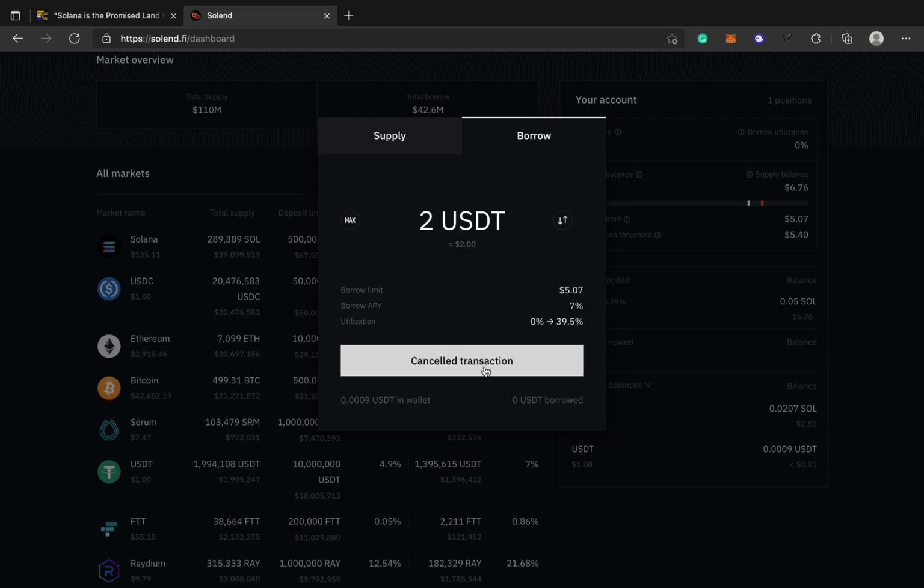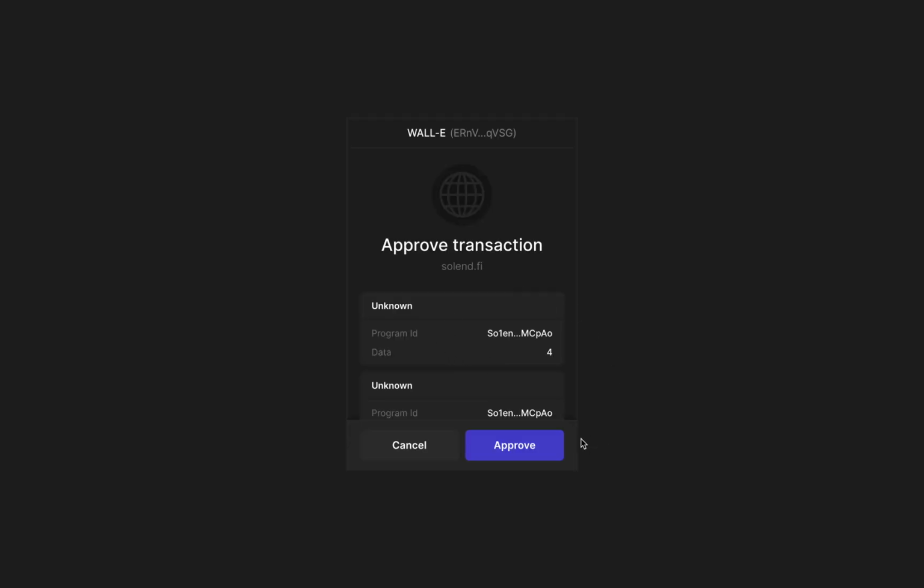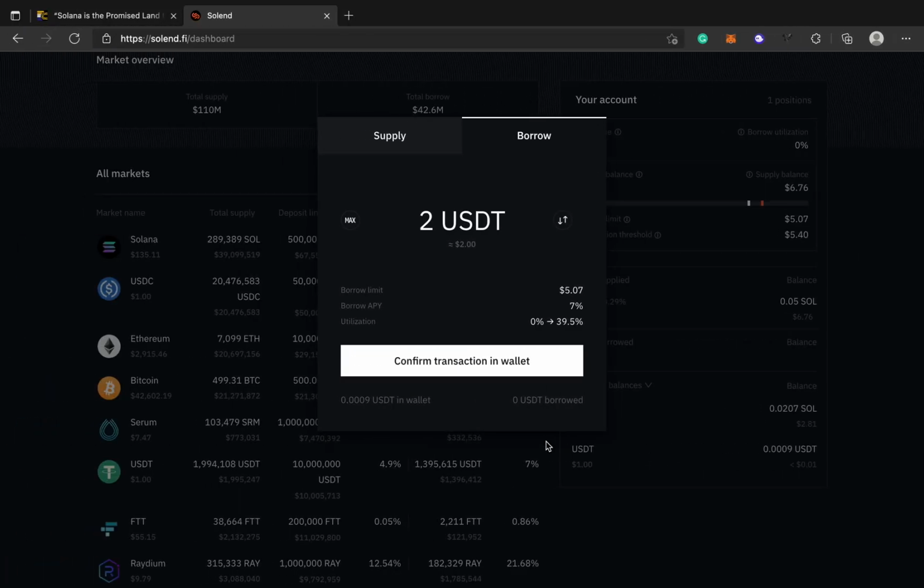Oh, this was a cancelled transaction. Okay. Just something very minimal and affordable for you that you can do from your Solana wallet, so that we can see what comes out of that for this potential airdrop.